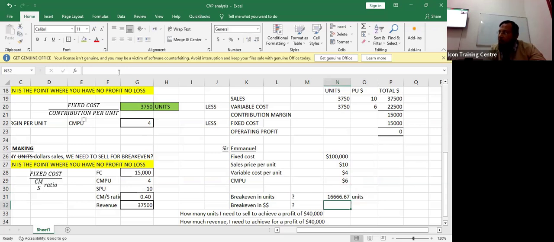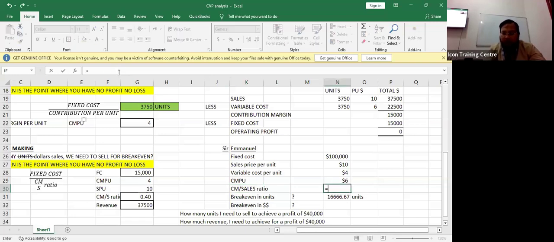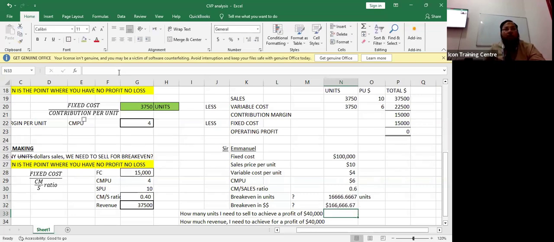And if you want to find it in dollars, then we have to find the CS ratio, contribution margin to sales ratio, right? And how do we find it? Contribution margin divided by sales. It is 0.6. So it will be fixed cost divided by 0.6. So this much amount of revenue he needs to achieve in order to get to the break even.